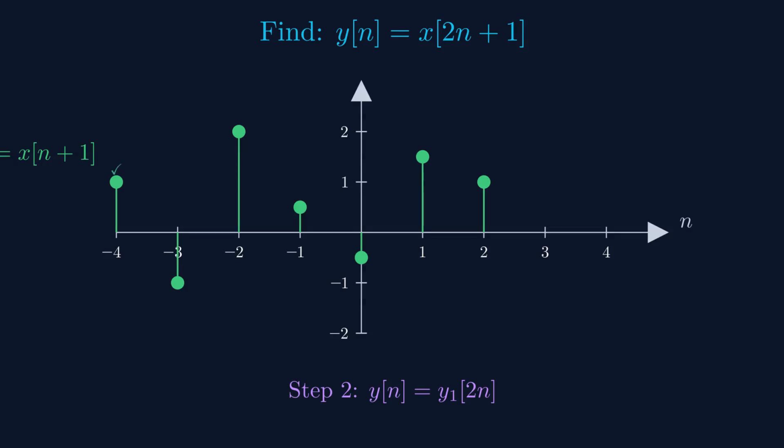Apply the divide and check method to y1[n]. For each index in y1, divide by 2. If the result is an integer, keep that value. Otherwise, discard it. The surviving values give us y[n] = x[2n + 1].